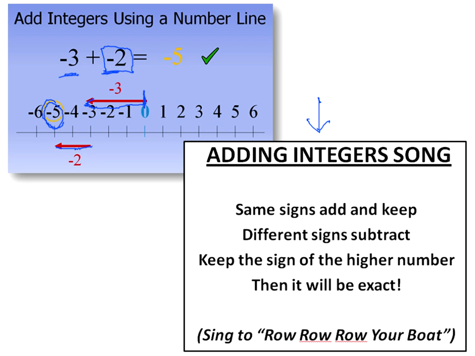It goes like this. Same signs add and keep, different signs subtract. Keep the sign of the highest number, then it'll be exact.